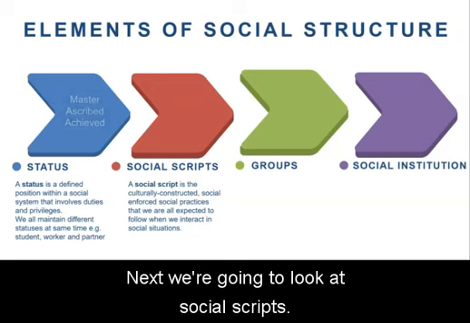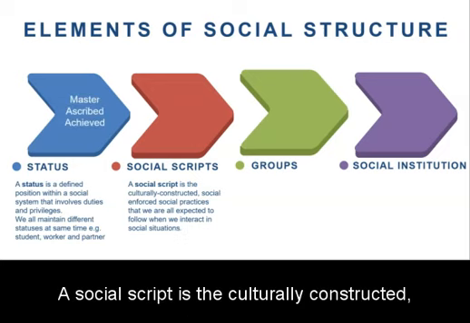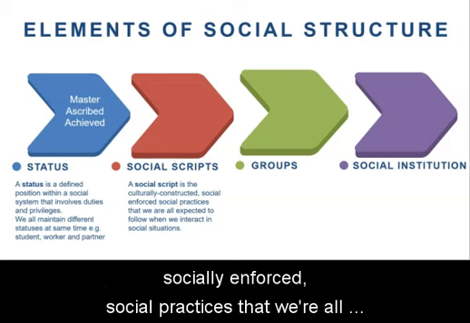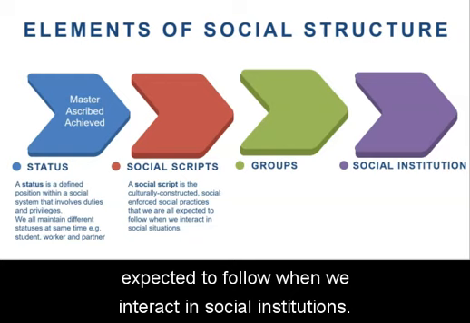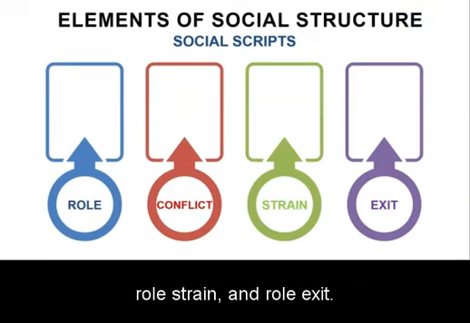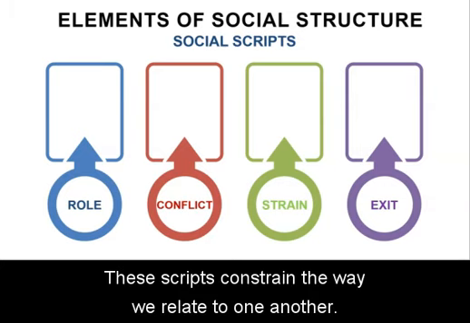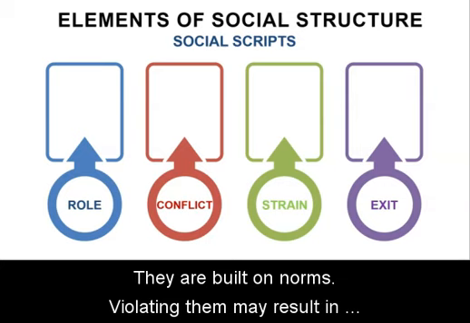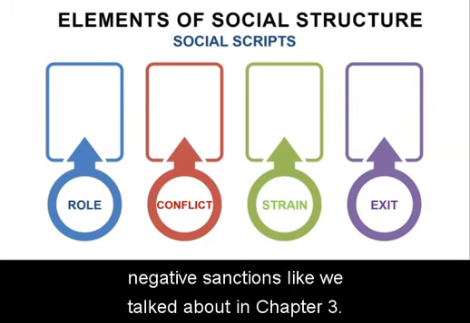Next, we're going to look at social scripts. A social script is the culturally constructed, socially enforced social practices that we're all expected to follow when we interact in social institutions. Those are social roles, role conflict, role strain, and role exit. These scripts constrain the way we relate to one another. They are built on norms, and violating them may result in negative sanctions like we talked about in Chapter 3.